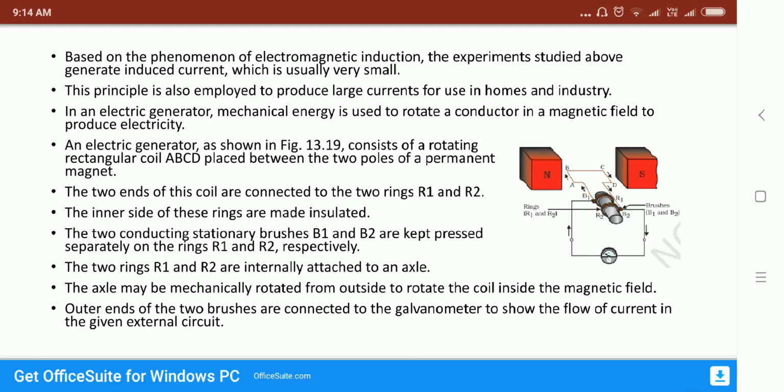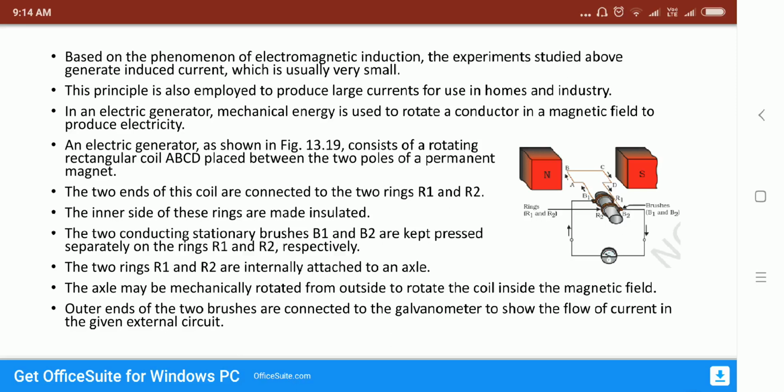The two ends of the coil are connected with two rings, R1 and R2. Here the whole movable ring is available. These are not split rings. For the generator we are using full rings R1 and R2, and the inner side of the rings is insulated. Two conducting brushes, B1 and B2, are connected.